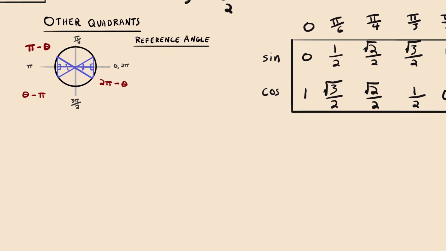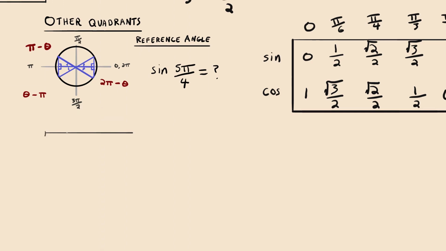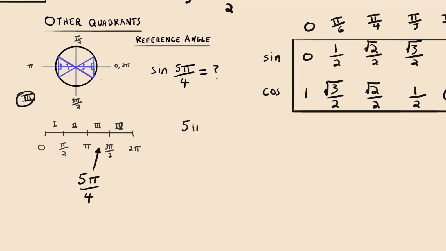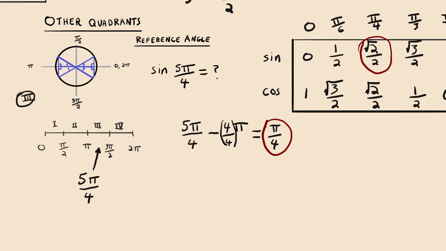So say for example, on an exam, you're told to find sine of 5 pi over 4. Your first step in this is to find out which quadrant this is in. And it's best to draw a number line to see which quadrant if you can't get it right away. Now this is going to be in the third quadrant. So you're going to do 5 pi over 4 minus pi, which equals pi over 4. So that's your reference. And you notice that sine goes in this direction, which means it's negative.